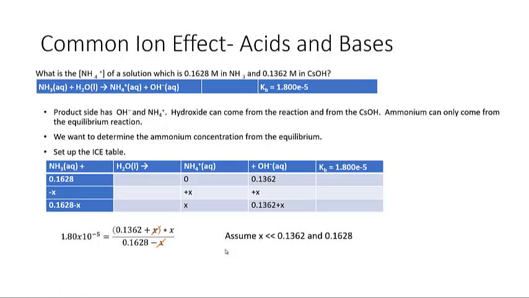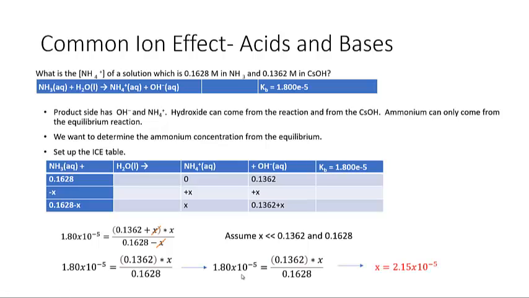Then our equation becomes pretty simple. Drop out the X's and you end up with this. Now, of course, that's a reproduction of what I had there, sorry about that. So that leads us to, when we solve this for X, 2.15 times 10 to the minus 5 molar. It would be the concentration of ammonium ion, X, in this solution at equilibrium.